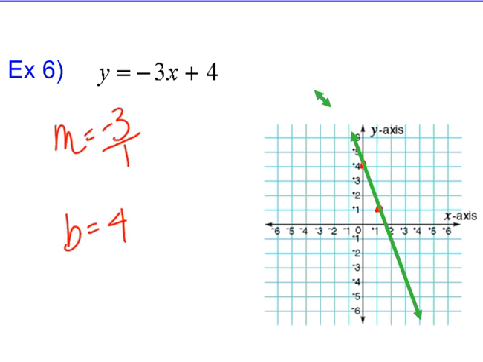Okay, so you can see using slope-intercept form, it's a lot easier to do some graphing and to get it on the graph a little more effectively without as much error.